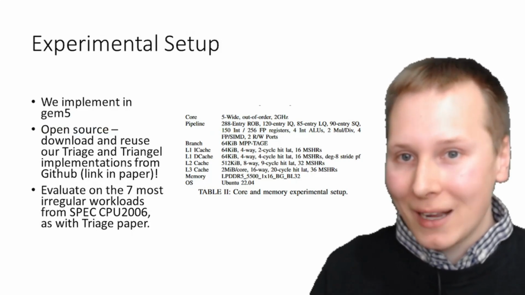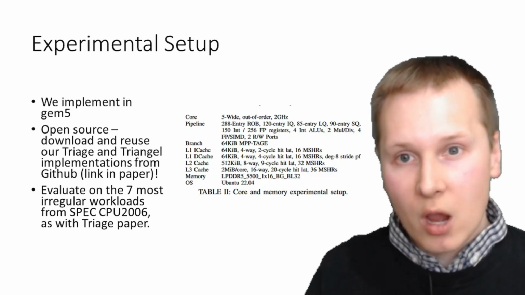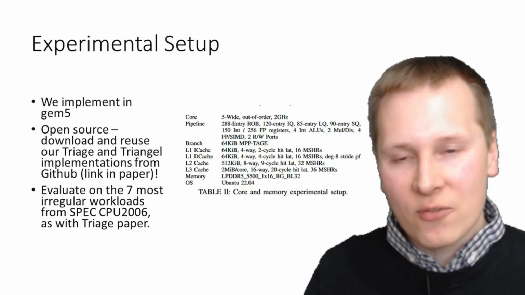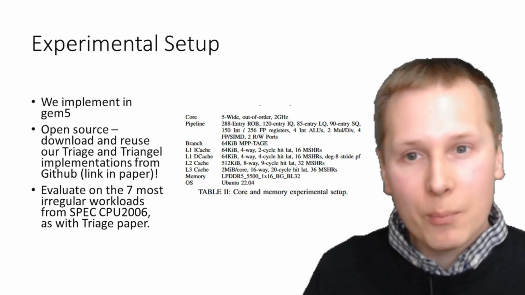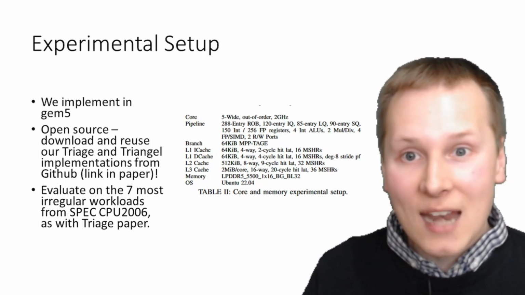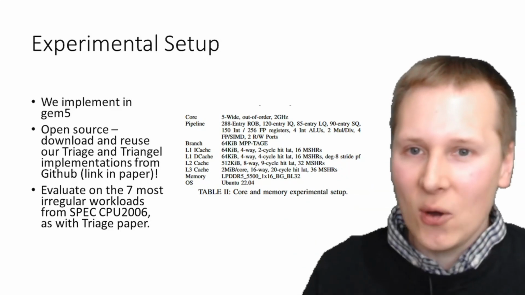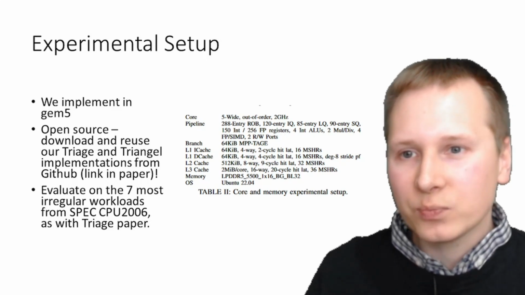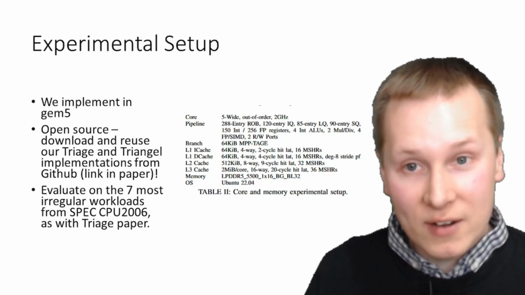Right, so in terms of experimental setup, we implemented both Triage, a new implementation of Triage with all of the details that we discussed in the paper, and with a very careful and thorough reading of all of the Triage papers in the series, and our own Triangel in Gem 5. And both of our implementations are open source. You can find them in our paper and on GitHub, and you can extend them and do your own research with them. And what we do is we evaluate this out of order superscalar core here that's sort of vaguely Cortex X2 sized, and we look at the 7 most irregular workloads from Spec CPU 2006, which are the same workloads covered in the original Triage papers.